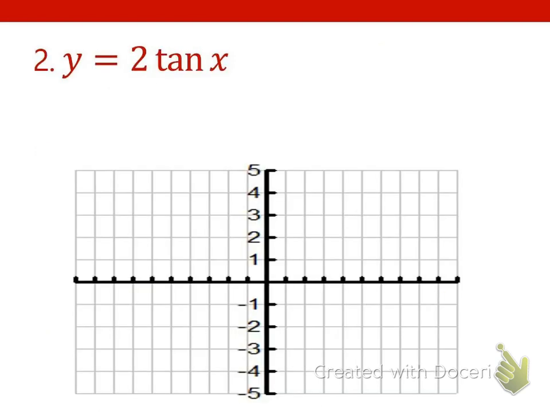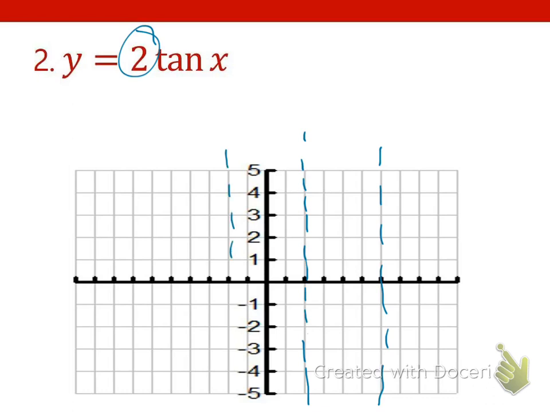Let's graph the next one. 2 tan x, right? So now our amplitude is 2. Okay, now we're still going to have an asymptote at 2 tick marks. I'm going to go ahead and make these asymptotes now. And then at 6 tick marks. 1, 2, 3, 4, 5, 6.